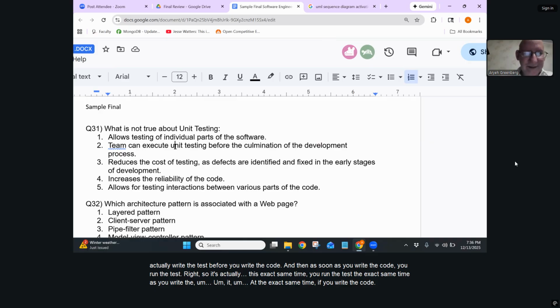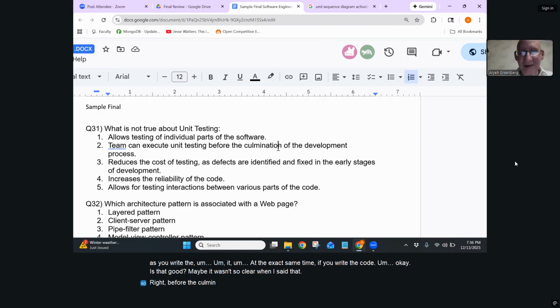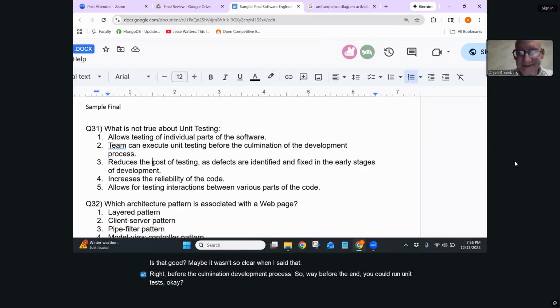Okay, is that good? Maybe it wasn't so clear when I said that, right? Before the culmination of the development process. So way before the end, you could run unit tests. Okay? Any questions? Okay, good. Three, reduce the cost of testing and defects.